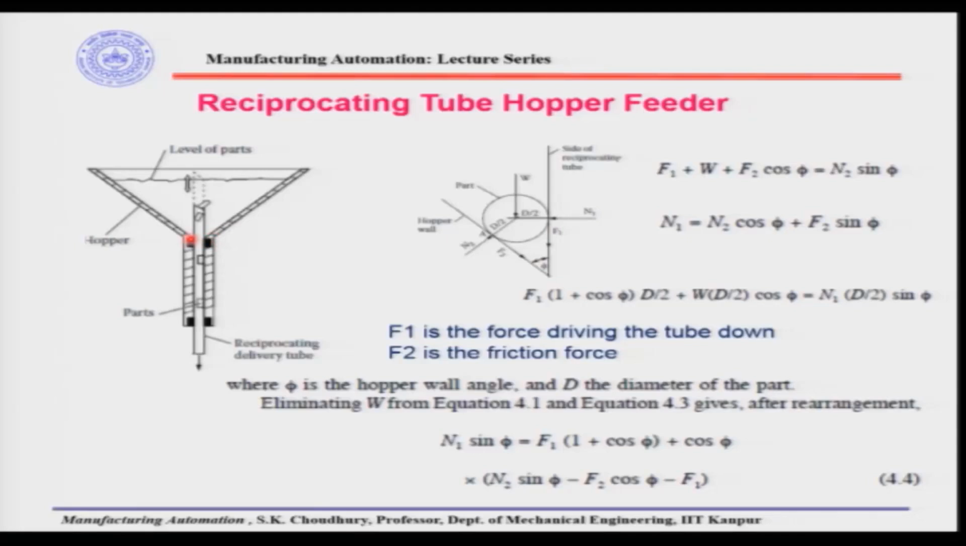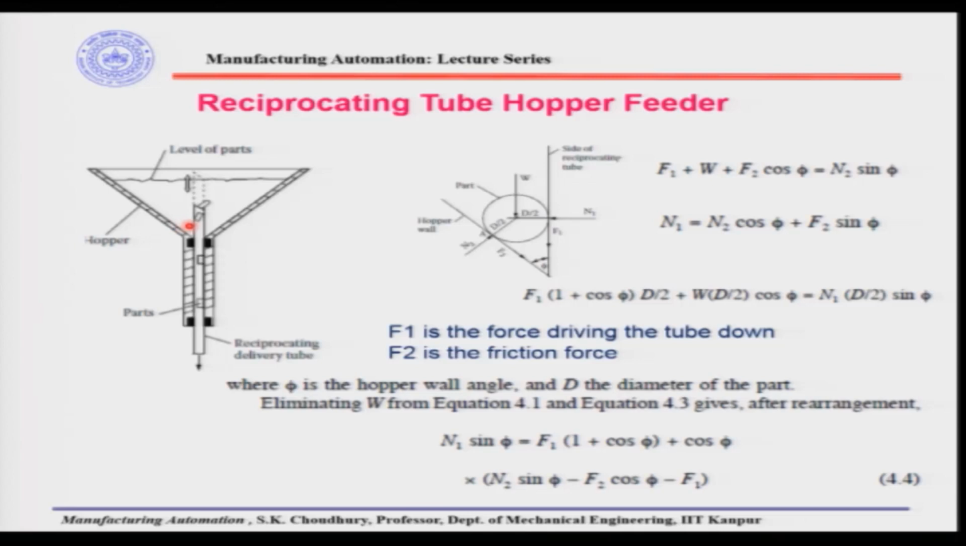parts. Here there is a sealing, okay. This will not disturb the reciprocating movement of the tube, but at the same time it will prevent the parts from falling and blocking this part actually, okay. Now, while designing this hopper feeder, however, it is very important to see that the parts should not jam between the reciprocating tube here and the hopper wall, okay.